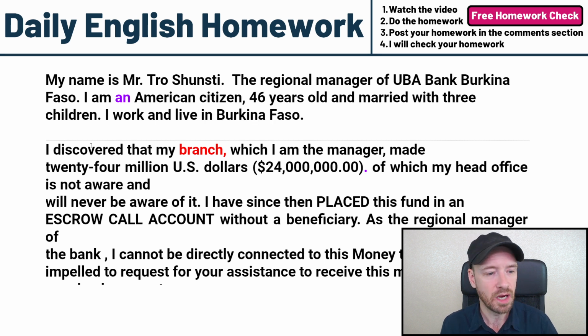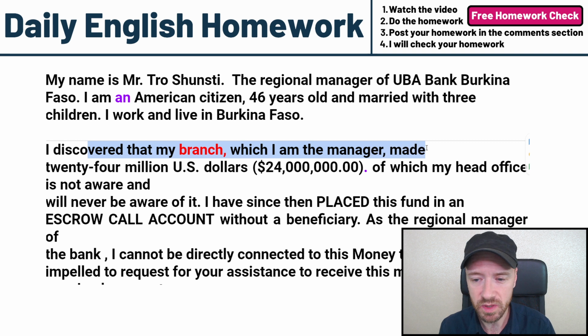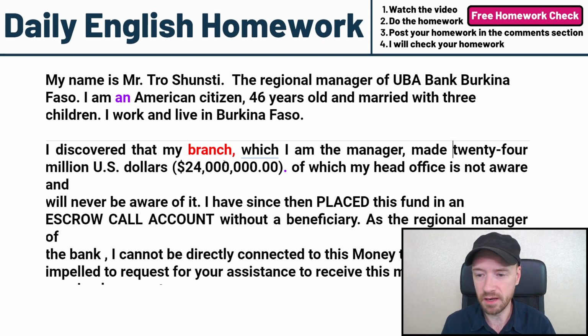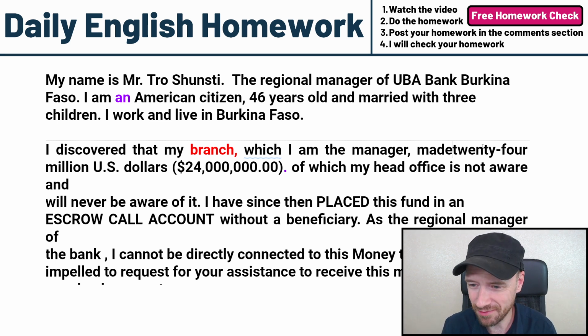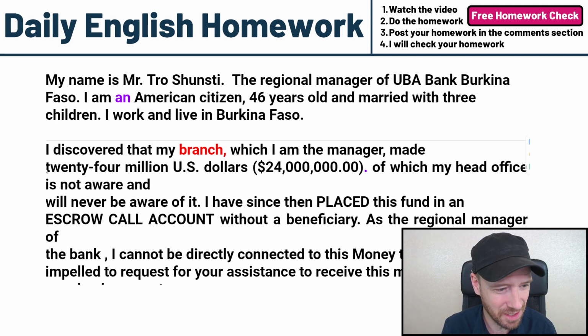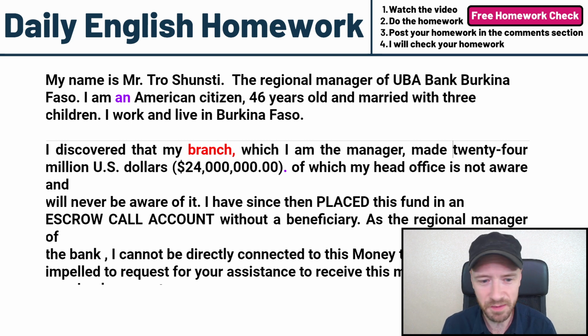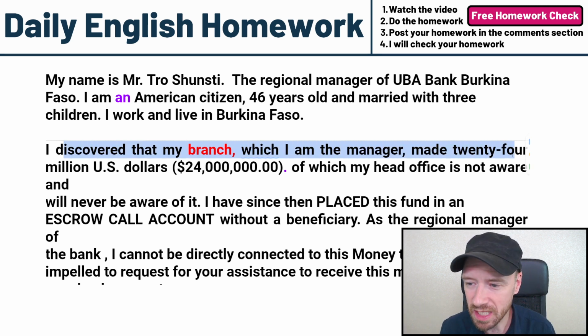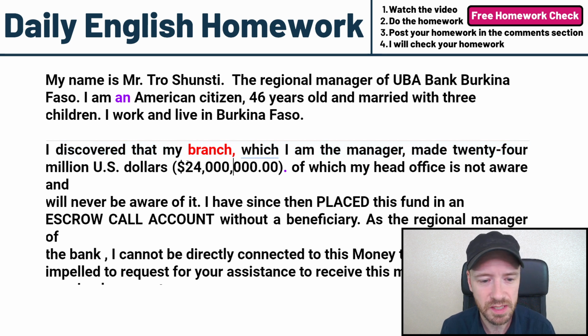So I discovered that my branch, which I'm the manager, made 24 million US dollars. There's a space here. Can we fit 24 million up there? No. Oh, yes, we can. So see right there, there's too much space. He hit the enter key. We can move that up there. All right. I discovered that my branch, which I am the manager, made 24 million US dollars. He puts the number, period.